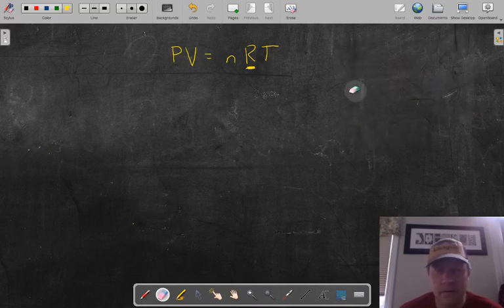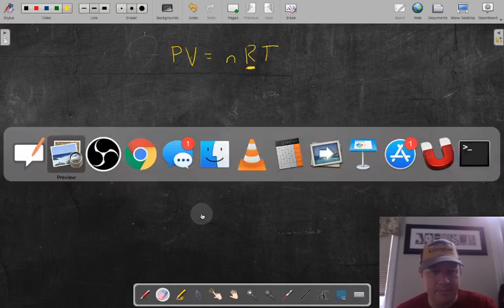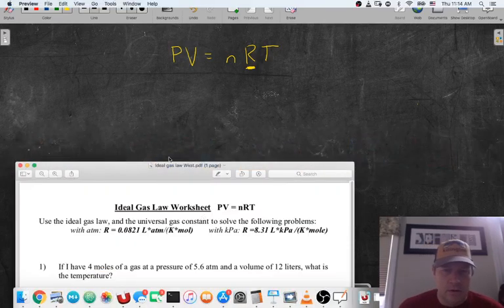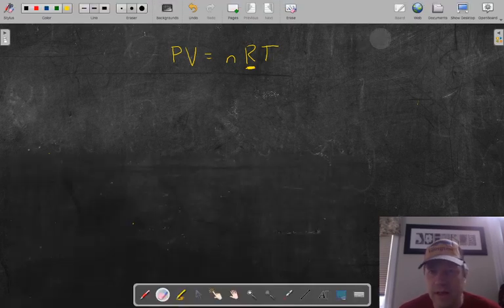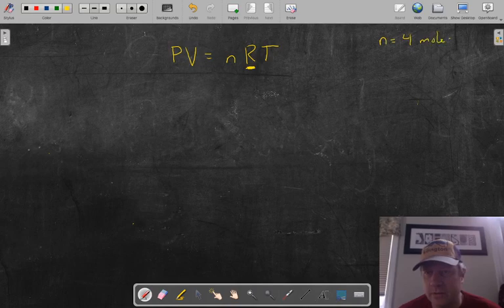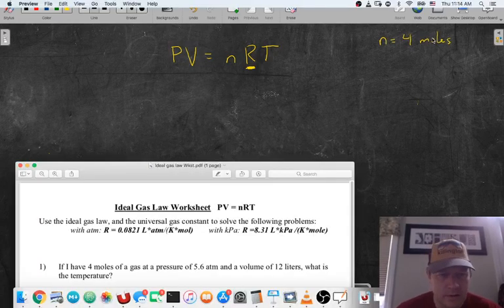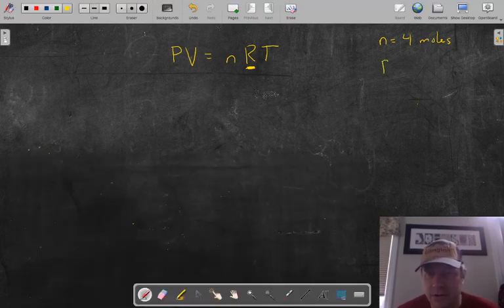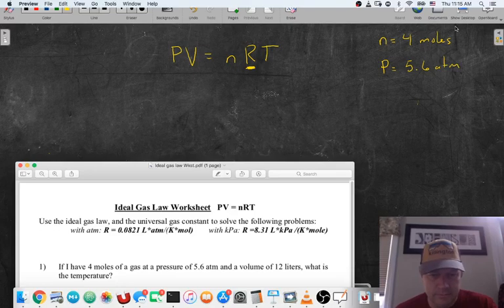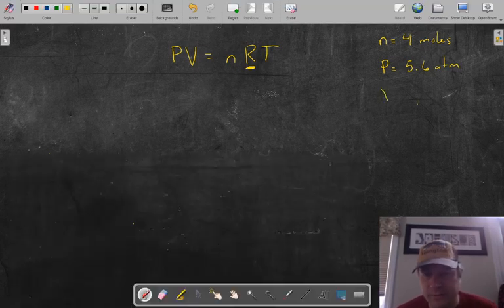Okay. Let's take a look at our problem that we have. Straightforward. I have 4 moles of a gas, so n equals 4 moles. I have a pressure of 5.6 atmospheres, so pressure equals 5.6 atm. I have a volume of 12 liters.